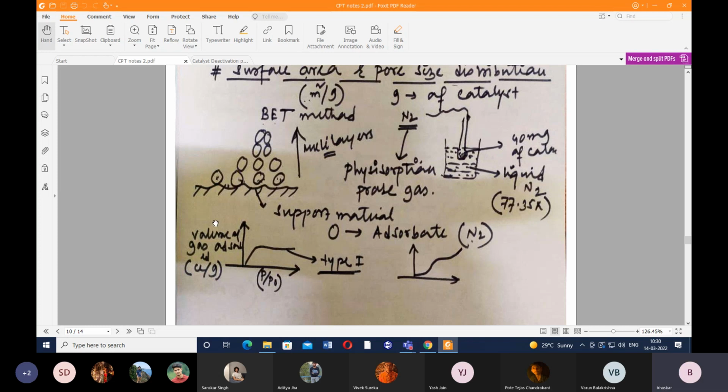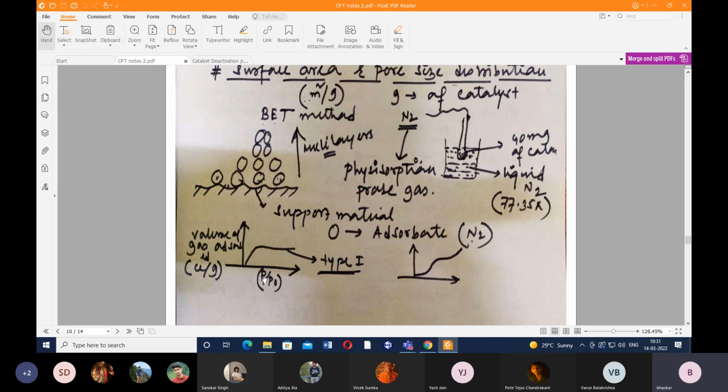Similarly, how can we determine the volume of the gas adsorbed? Again, it has got a basis of 1 gram of catalyst. So volume of the gas adsorbed has got a unit of cc per gram. So along the y-axis we have got volume of the gas adsorbed in cc per gram, and in the x-axis we have got relative pressure. Why is it called relative pressure? Since it's the ratio between two pressures.